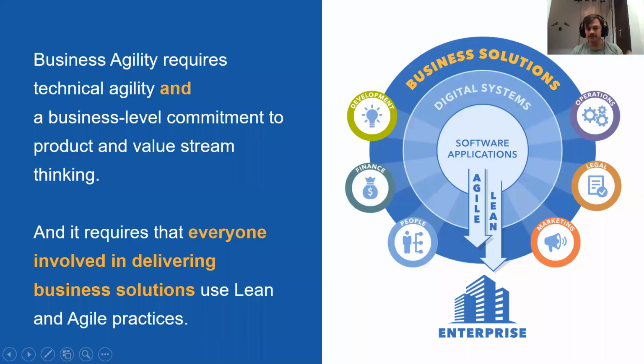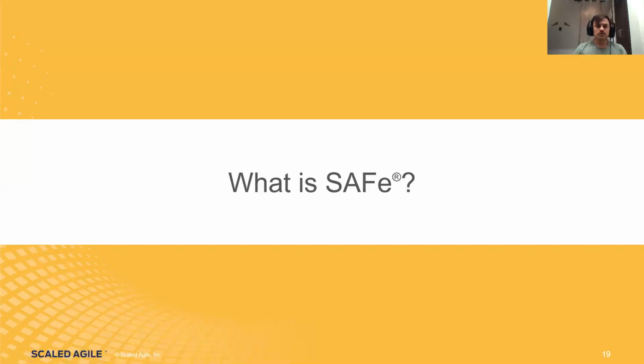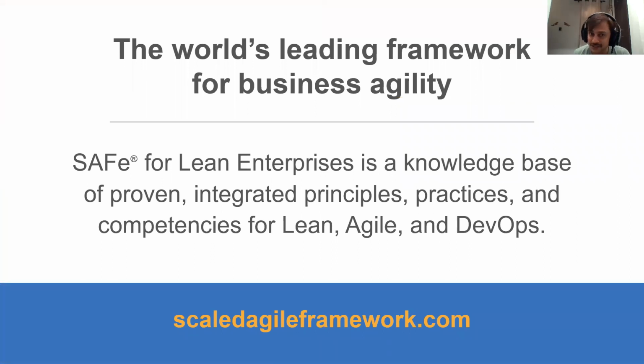I reshare. This is how we achieve business agility. Let's get into the details and get more information about it. So what is SAFe? It's the world's leading framework for business agility, a collection of integrated practices, knowledge base, and principles built on lean, agile, and DevOps ideas. SAFe for Lean Enterprises is a knowledge base of proven integrated principles, practices, and competencies for lean, agile, and DevOps. You can find more details at scaledagileframework.com. We will explore these competencies in more detail so we get a little insight into what they are.